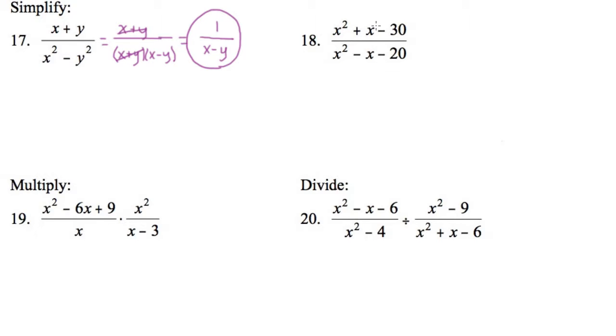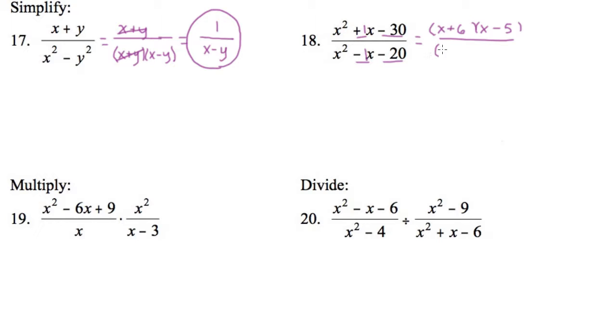Same thing here. You can't just cancel these x's right here because there's adding and subtracting unless you factor first. So we'll factor this top. We're going to unfoil this. What two numbers multiply to be negative 30 and add to be positive 1? Plus 6 and minus 5. And the bottom here, this is a negative 1.